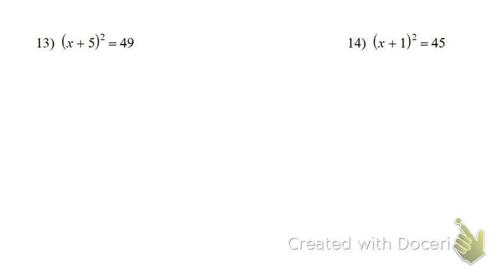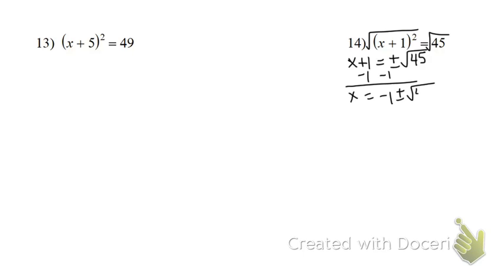Okay, last one. Looks the same as the last one. To undo the square, I'll square root both sides. The square and square root cancel each other out. So x plus 1 is going to equal plus or minus the square root of 45. Subtract the 1 on both sides. I said 45 and I wrote 49. What am I thinking? I have an eraser. Let me fix that real quick. Okay, so I subtract 1 on both sides. So I have x equals negative 1 plus or minus the square root of 45.